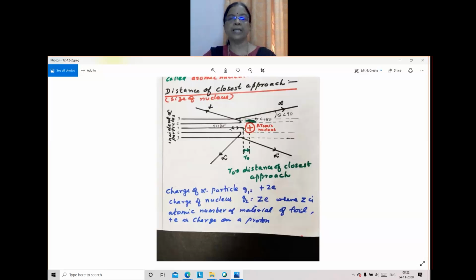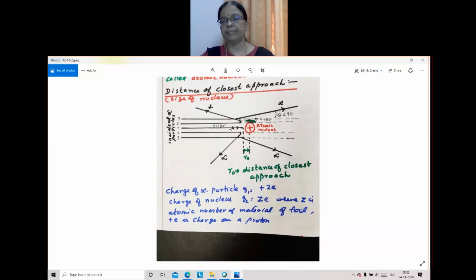Then potential energy, what is it? If you know potential, how will you find potential energy? A charge is coming. Potential energy, we have studied in the electrostatics chapter, potential and potential energy. If you know potential, how will you find potential energy? Abhirami, how will you find potential energy if you know the potential at a point?